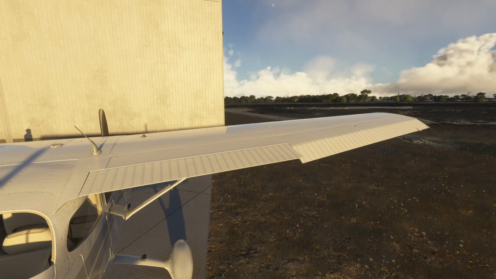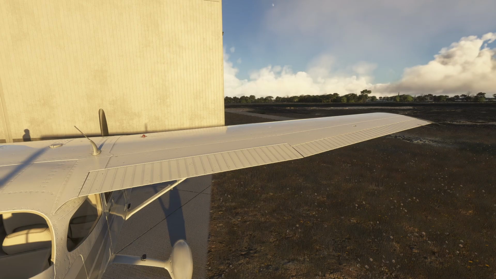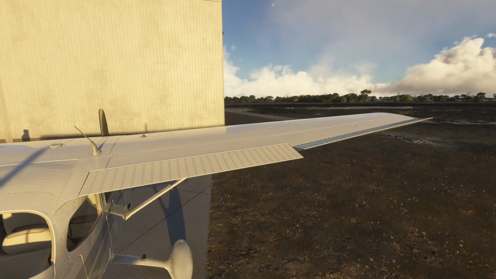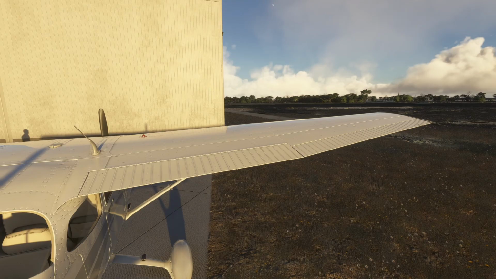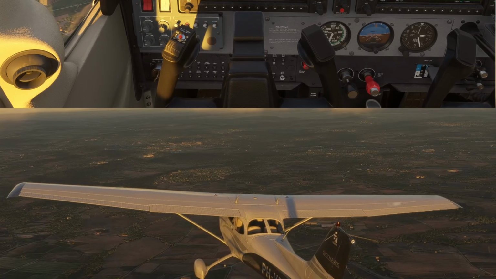When you move your joystick or yoke to the left, the left aileron goes up and the right one goes down. This creates a difference in lift. The wing with the down aileron gets more lift and rises, while the wing with the up aileron loses lift and drops. This imbalance is what causes your plane to bank. Let's see this in action.